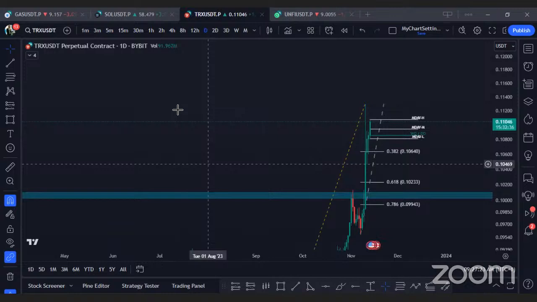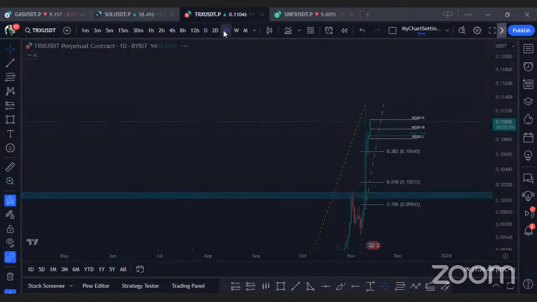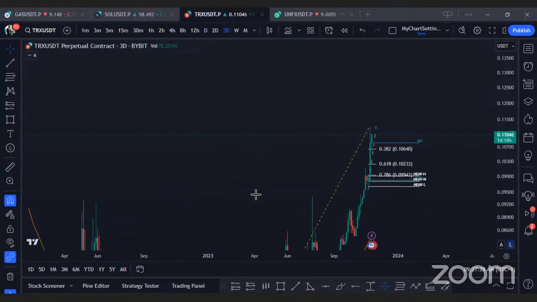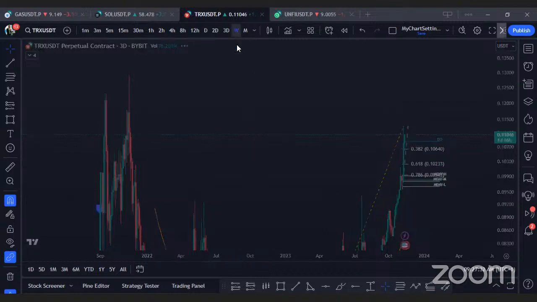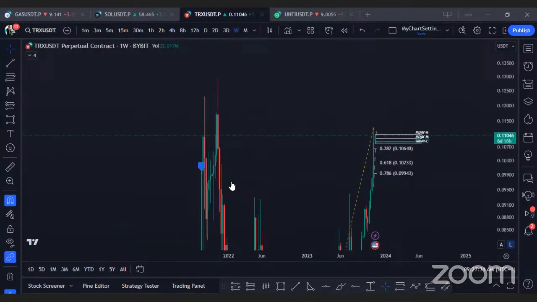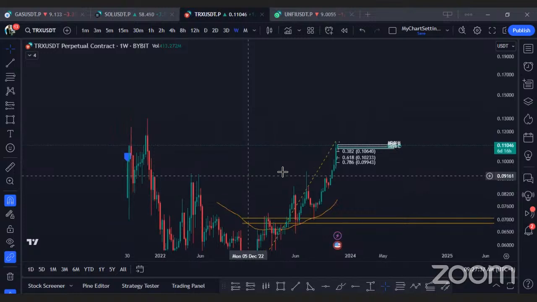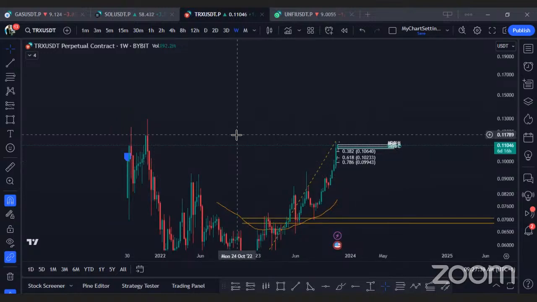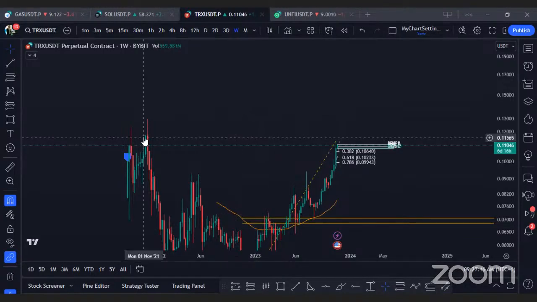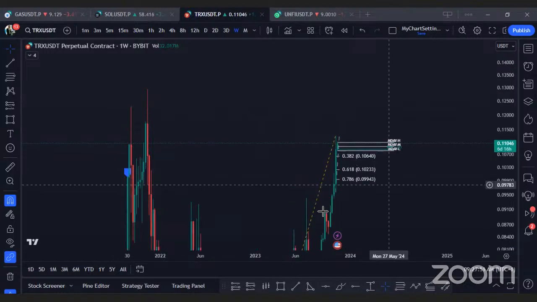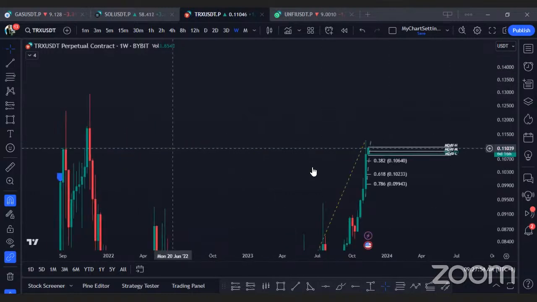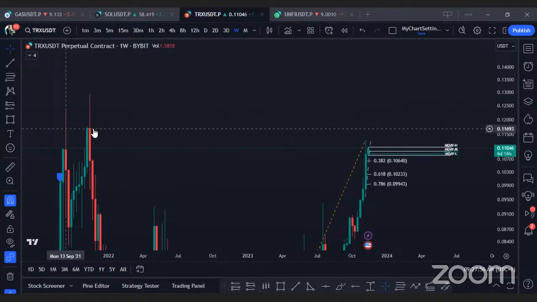So for TRX, yeah, I'm looking for data. Okay, let's see. Maybe 0.11733 will be the resistance we should be looking at. 0.11733, right? Because from here I see us pushing up. Already we're at 11 cents. From here I see us pushing up to that level, and maybe somewhere around there we can get a short trade.